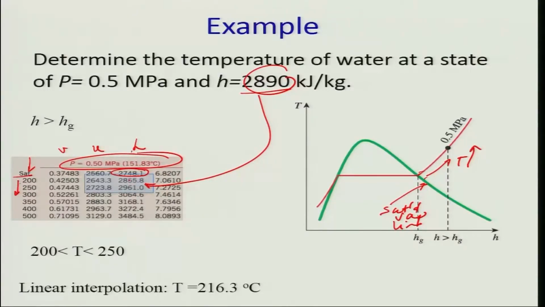This is h. So this is more than 2855.8 but less than 2961.0, and it essentially means the temperature of the system is somewhere between 200 and 250. Then you can use linear interpolation to find out the temperature based on your enthalpy values.